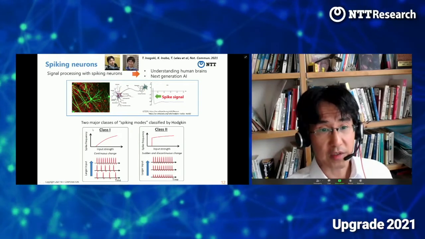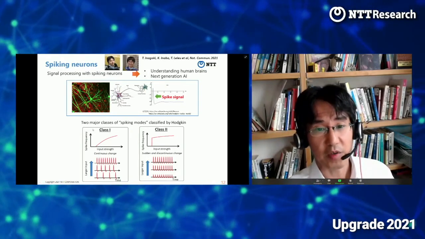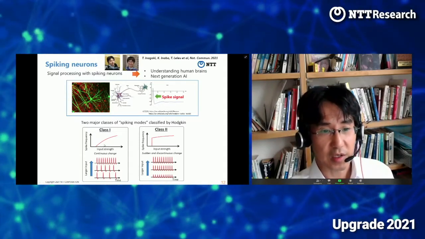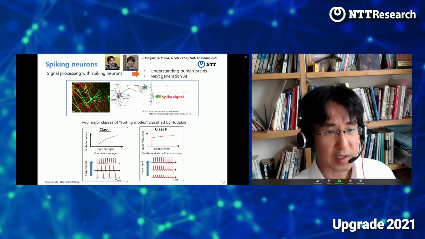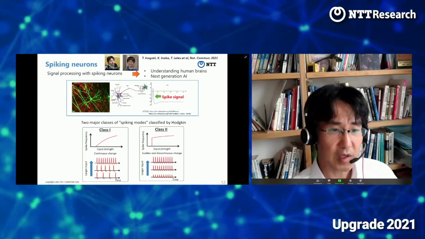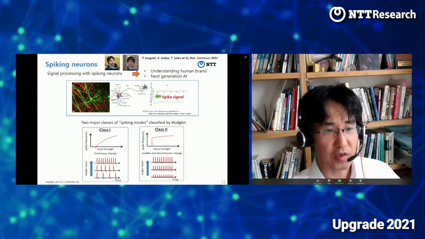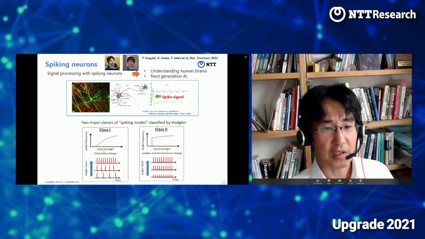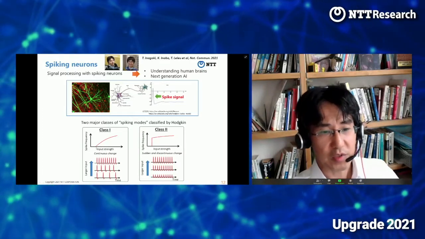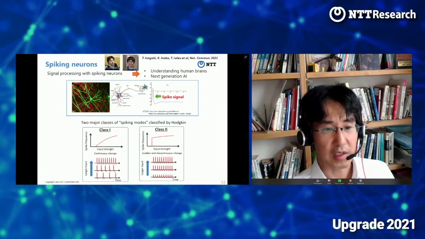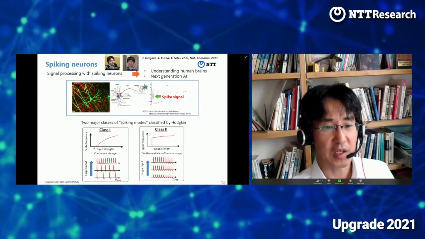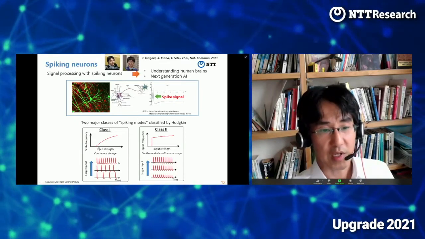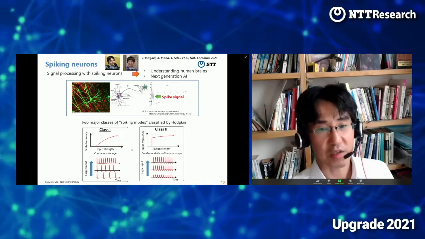It is well known that there are two major classes of spiking modes, classified by Hodgkin. Class 1 is something like this. When a neuron gets some stimulation or input signal that exceeds some threshold value, the neuron starts to generate a spike signal. In the case of class 1 neurons, when the input strength exceeds the threshold, the neuron starts to spike at a very low frequency. As we increase the input strength, the spike frequency continuously changes. So that is the class 1 neuron.